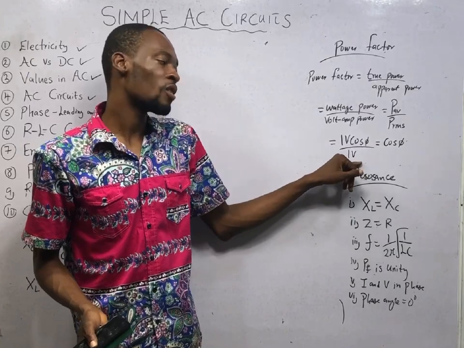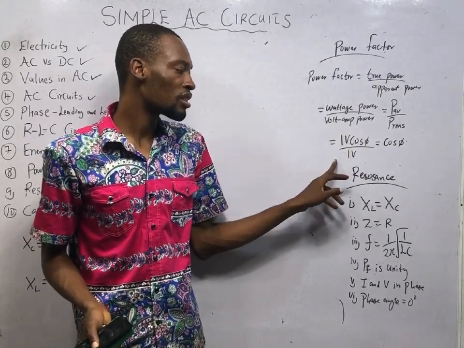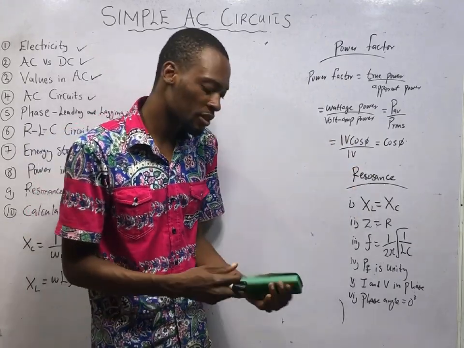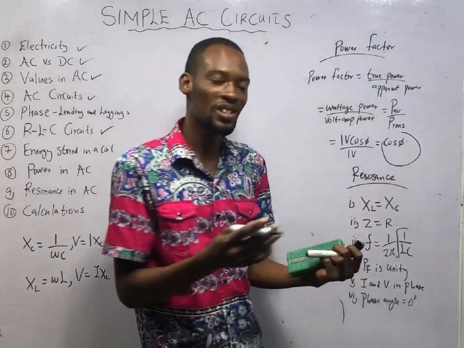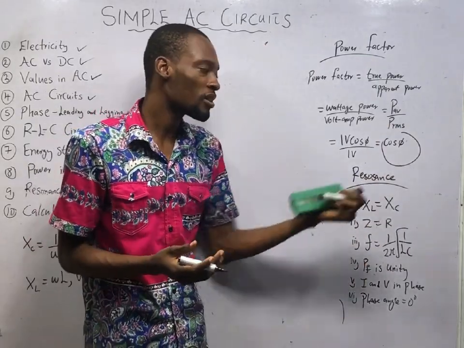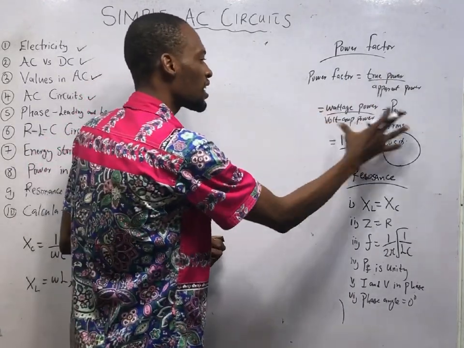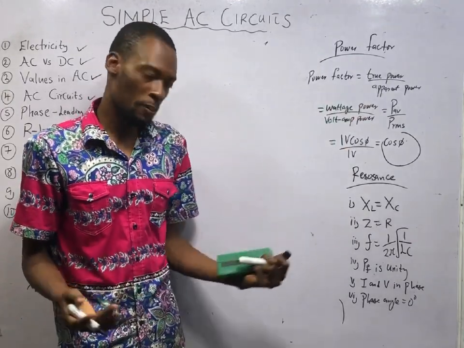Apparent power is current times voltage. Volt-amp power is current times voltage. And from here, IV cancels IV. Power factor is simply cos phi. So this is exhaustive. Power factor is cos phi. It is true power over apparent power. So all these are very important. Anyhow calculation comes, you know the one to apply.